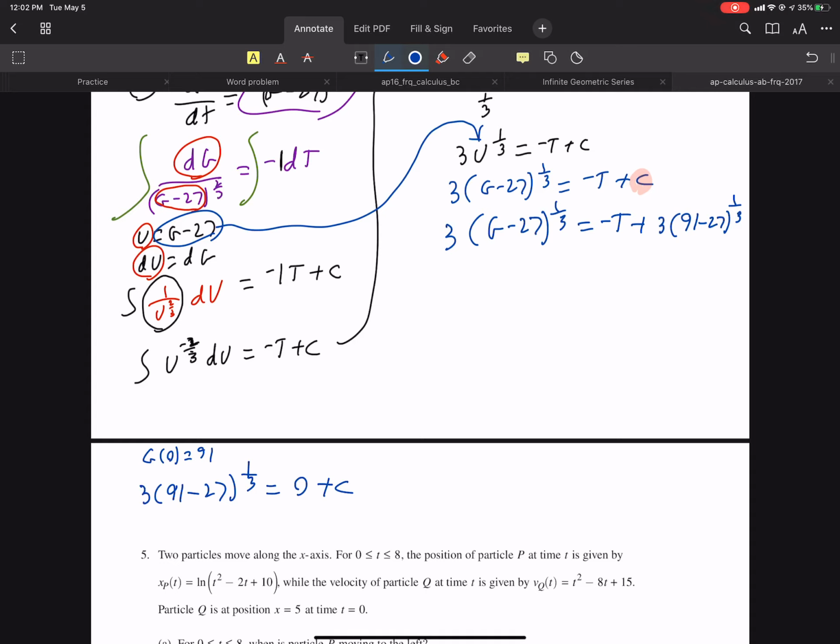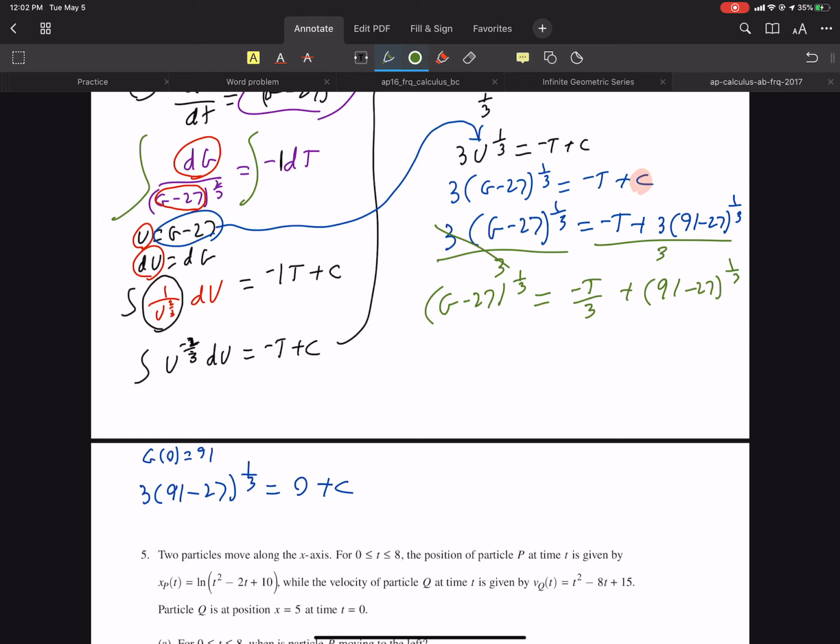Now I'm going to try to solve for g. Well, let's get rid of the 3 by dividing both sides by 3. Those will cancel. I get g minus 27 to the 1/3 equals minus t over 3. The 3's will cancel on the next one, 91 minus 27 to the 1/3. So we're good so far.